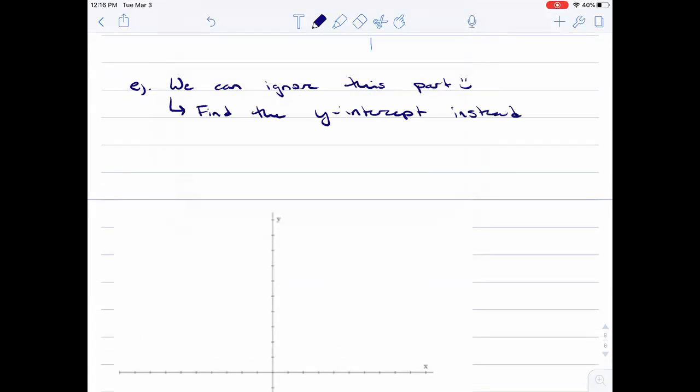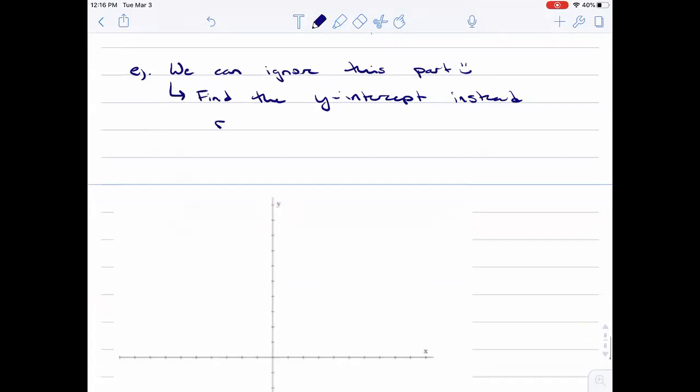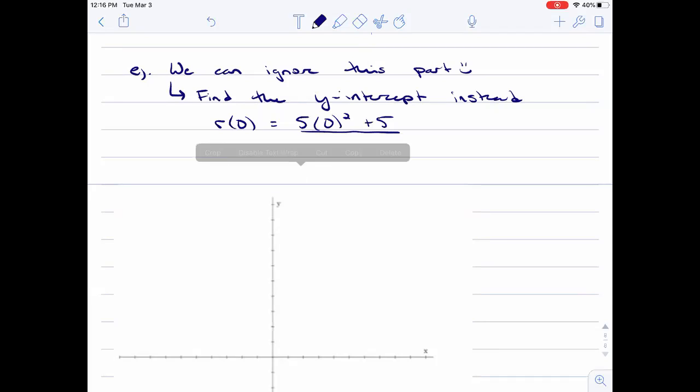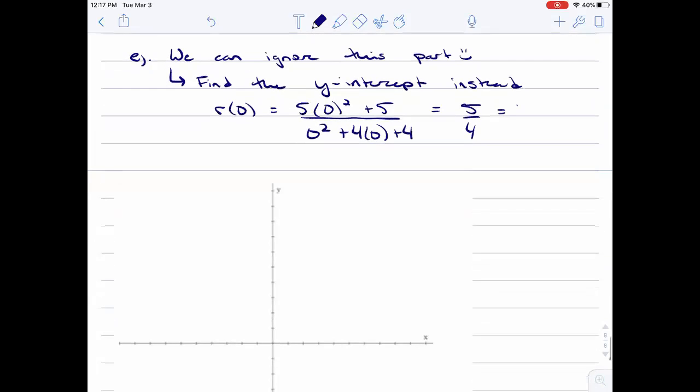because we'll need it. The y-intercept is just when x is 0. So r of 0 is 5 times 0 squared plus 5 over 0 squared plus 4 times 0 plus 4, putting me at 5 over 4. Nice. Just because that's easier to graph.